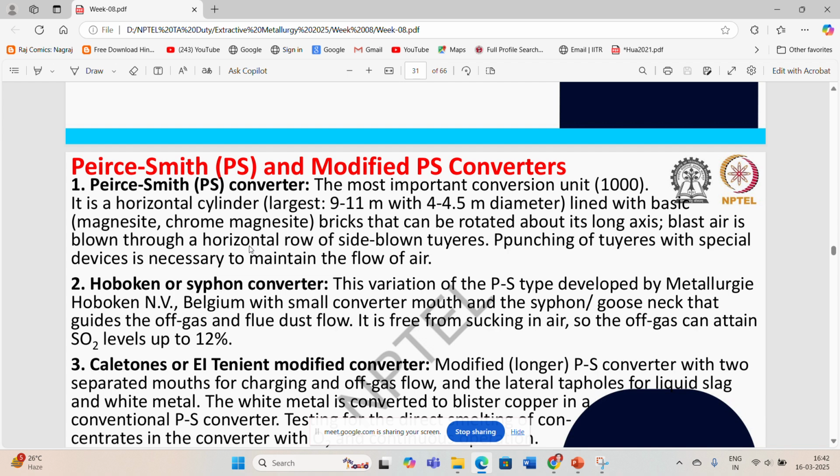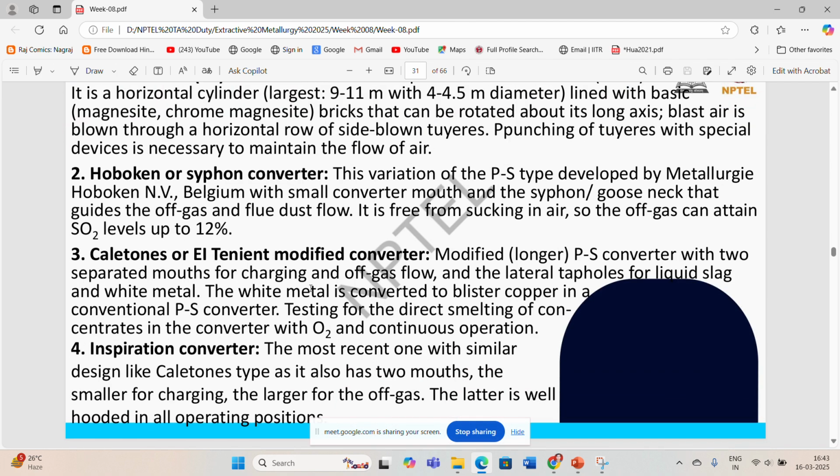Coming to the Peirce-Smith and modified Peirce-Smith converters, the most important conversion unit, it is a horizontal cylinder type structure having 9 to 11 meter height and 4.4 to 4.5 meter diameter, lined with basic magnesite or chrome magnesite bricks, that can be rotated about its long axis. Blast air is blown through a horizontal row of side blown tuyeres, with punching of tubes using special devices necessary to maintain the flow of air.